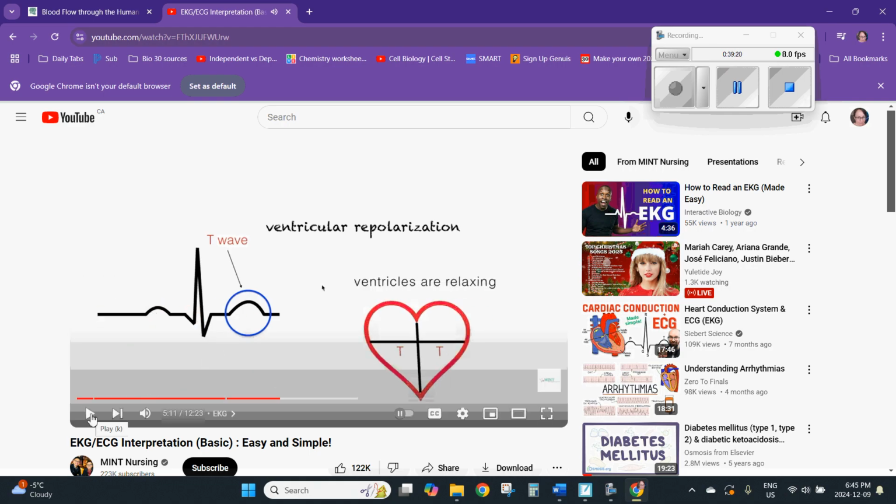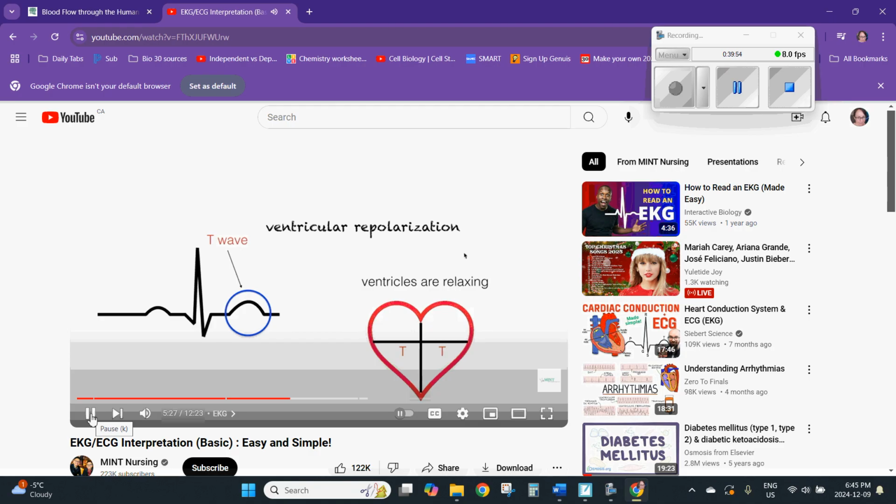Okay, repolarization again is a bio-30 term, and it's basically when the impulse is trying to go back to normal. So for a bio-20 level, this is when the ventricles relax. Keep in mind that every depolarization is always followed by repolarization. Every contraction is followed by relaxation.